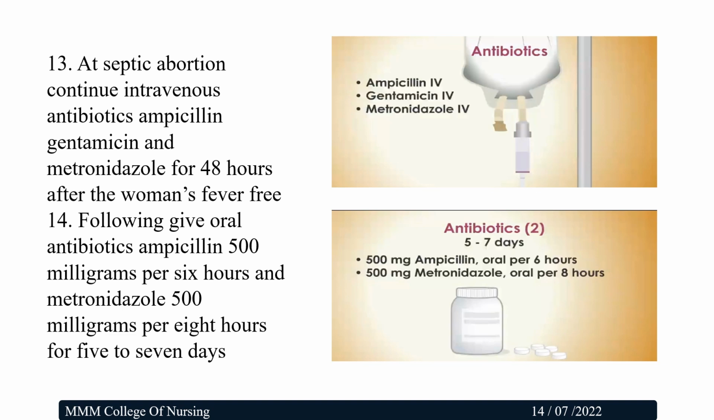Okay. So that is the first regimen, and IV antibiotics is the first regimen. That has to be given after the fever settled down. So you have to give for 48 hours and then you can stop. And after the IV antibiotics, you have to start with the oral antibiotics, that is 500 milligrams of ampicillin oral per 6 hours, 500 milligrams of metronidazole oral per 8 hours, and that has to be followed for 5 to 7 days.